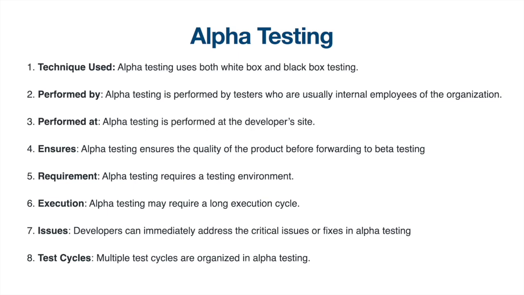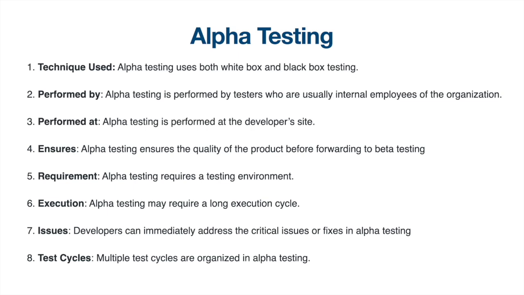The second thing is who performs the alpha testing. Mainly it is done by professional QA engineers, software professionals who are involved in testing. They have proper training on how to test the software. They are basically internal employees of the organization that is developing the product or the software application, mostly from that organization only.